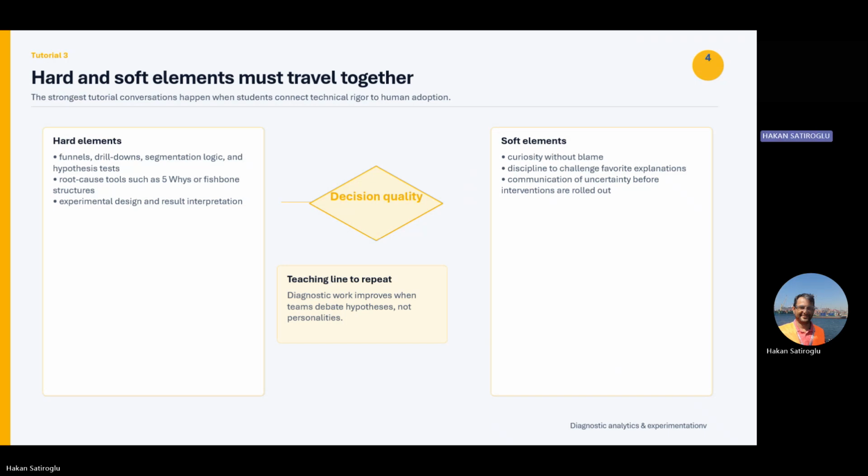I would also tell students not to stop at the visual pattern. The funnel shows where the drop is, but not automatically why. So it is a starting point for diagnosis, not the final answer.